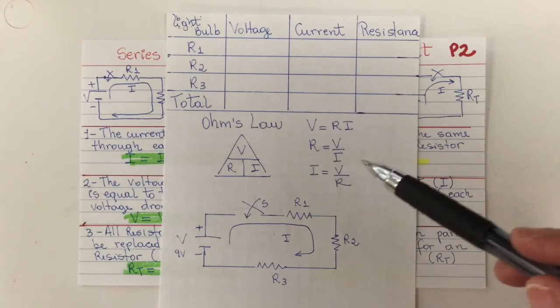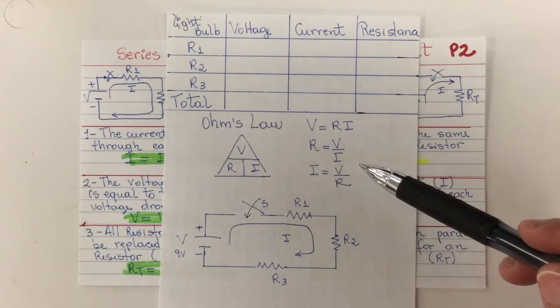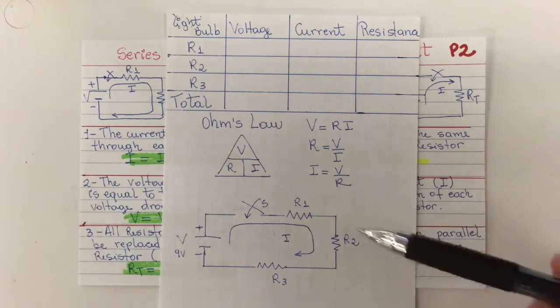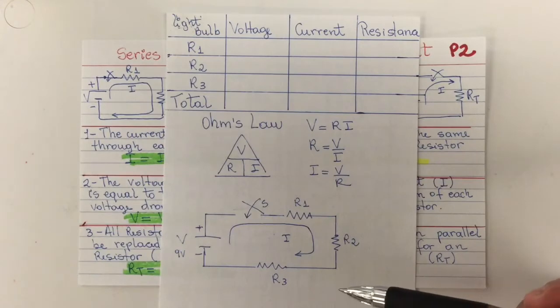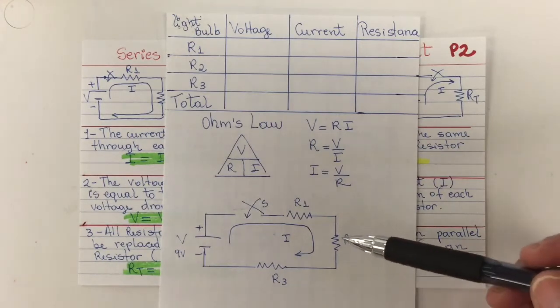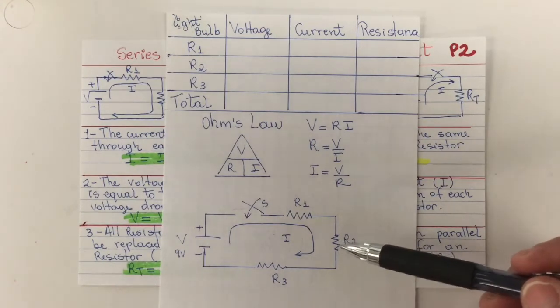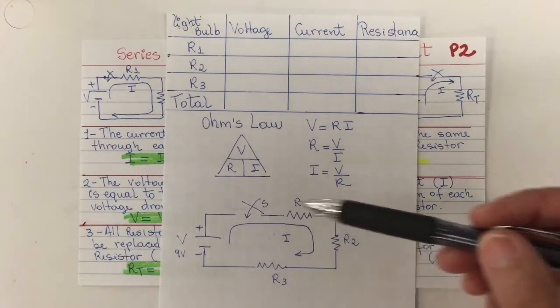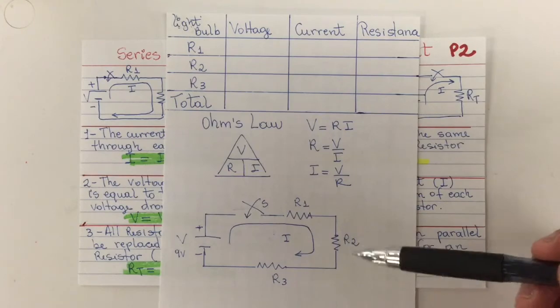You are going to apply Ohm's law for voltage, resistance, and current, and you are going to draw a schematic circuit to represent each circuit, series and parallel. In this case, we have an example of a series circuit.